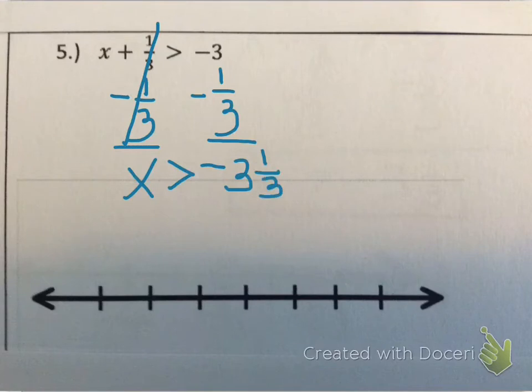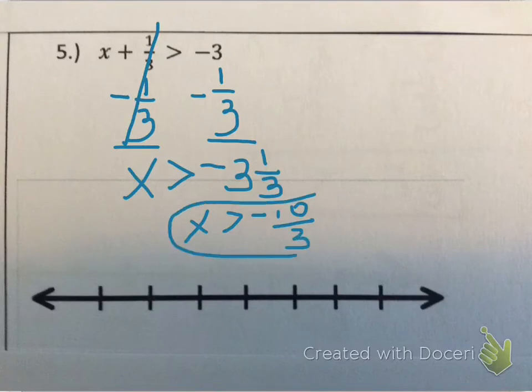Okay, you could also write that as x is greater than -10/3, if you have that as an improper fraction. Okay, I like it as negative 10/3, so when I'm doing my number line, it's a little bit easier, but it doesn't matter to me.